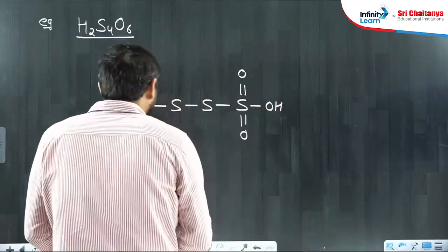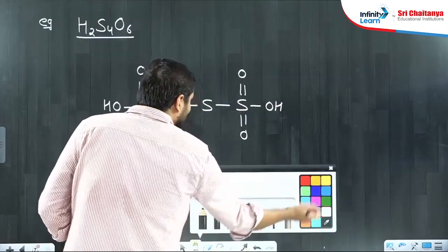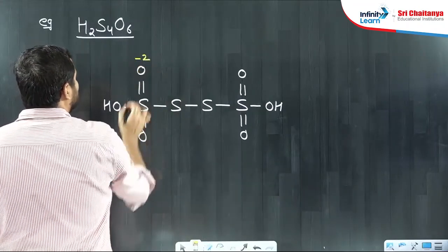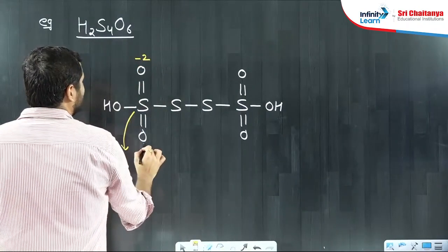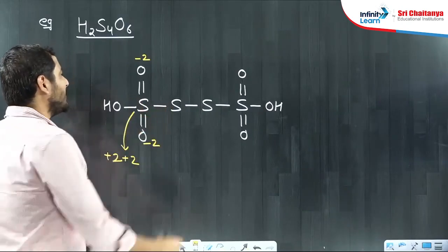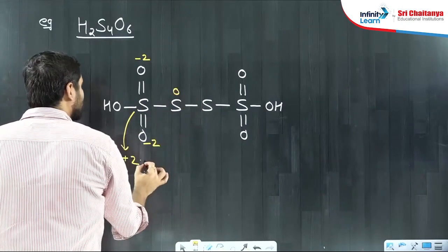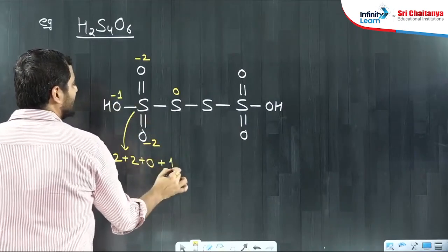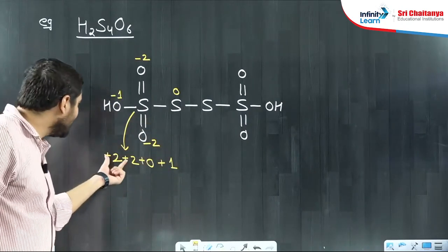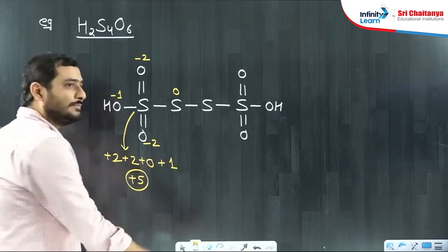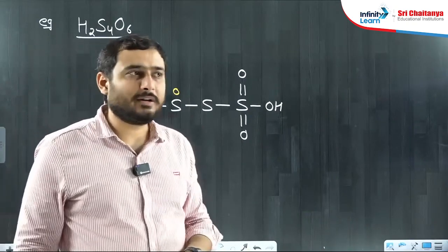Now we should know the method. So what method do we have to apply? Which is more electronegative? We know oxygen is -2, so sulfur will get +2. Now both are sulfur, so there is no charge separation, 0 and 0. Here -1 +1. So what do we get here? +4 +1, total is +5. So we are getting +5 here.